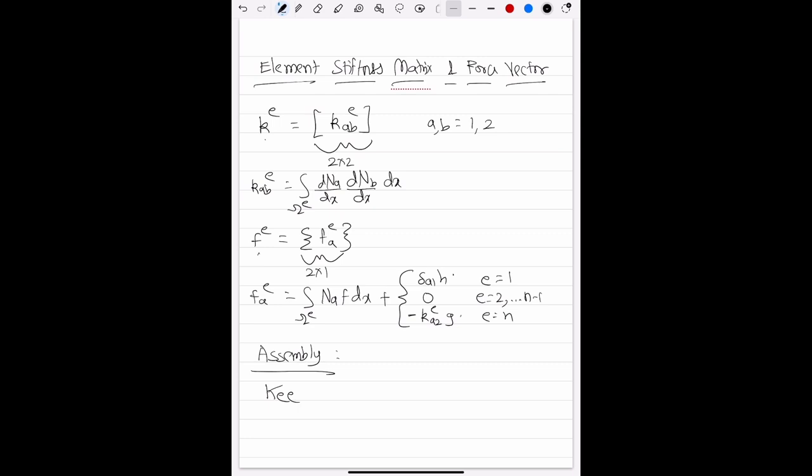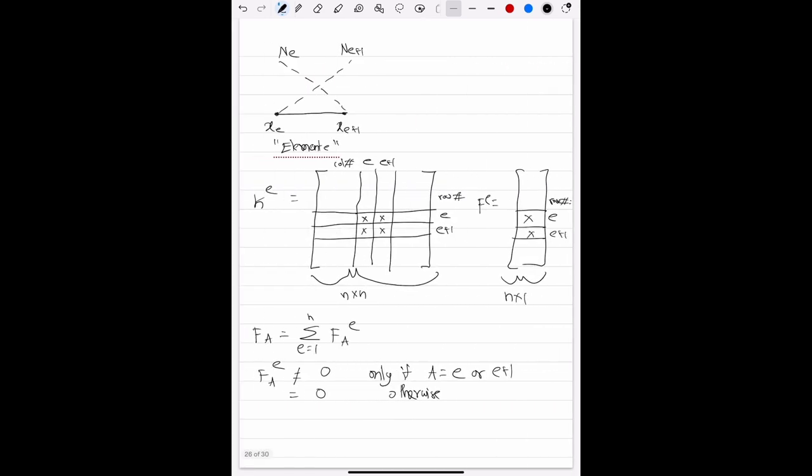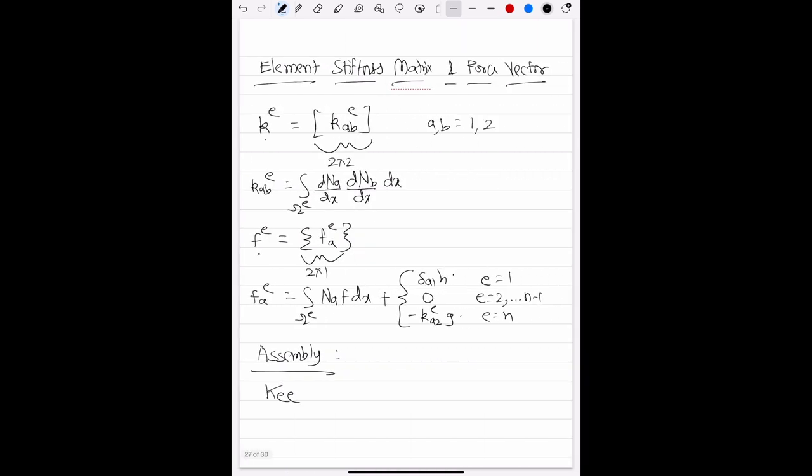So knowing that, we can now write that the global stiffness matrix element K_EE, which is row number E and column number E of the stiffness matrix K, basically this location over here, can be updated as its original value plus k^e_11.